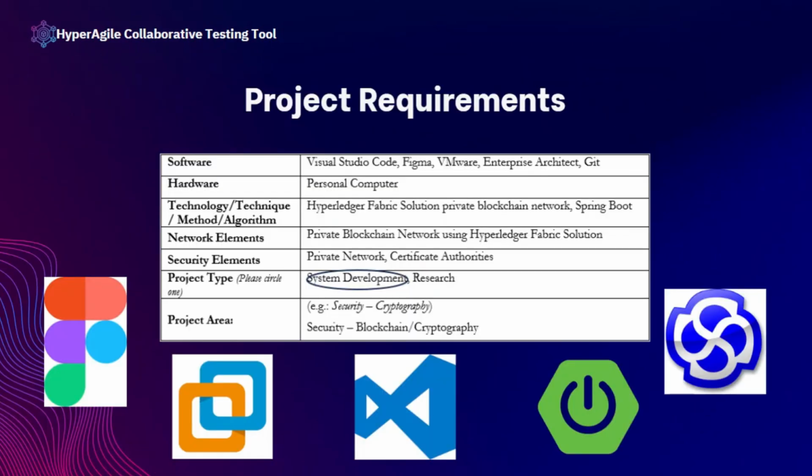So for the project requirements, for software, we use Visual Studio Code, Figma, VMware, Enterprise Architect, and Git. For hardware, we use personal computers, and for the technology, we use Hyperledger Fabric solutions and Spring Boot. So this is a software development project type.